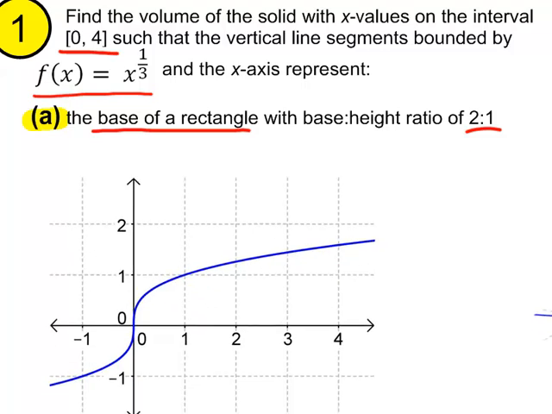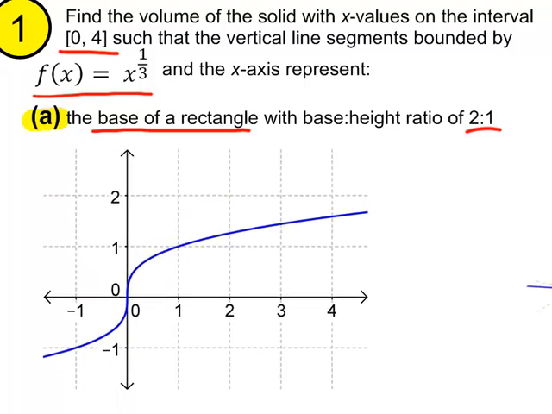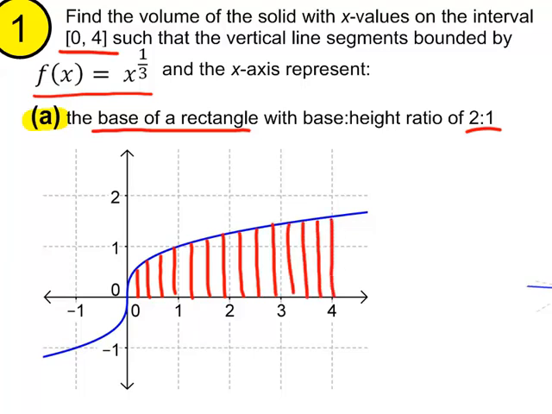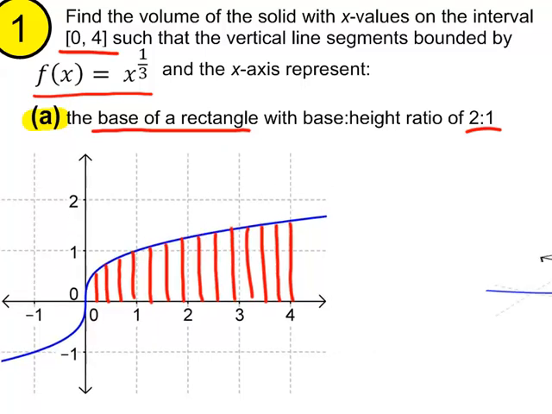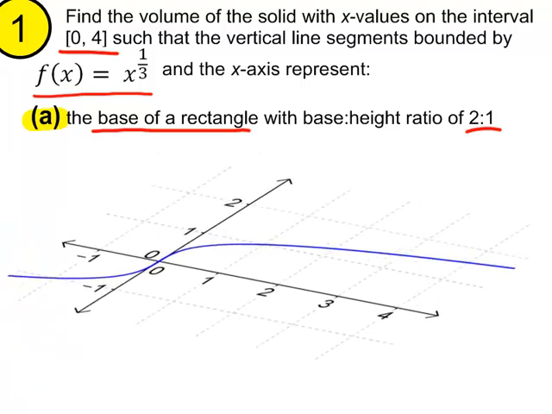Let's bring a picture of that function onto the screen. And again, we are operating on the interval between 0 and 4. Over that interval, these vertical line segments represent the base of rectangles coming out of the page, out of the screen. And the rectangles have a base that's twice the height. Given the very 3D nature of this problem, and since I can't draw rectangles coming out of the screen, let's at least try this perspective view.